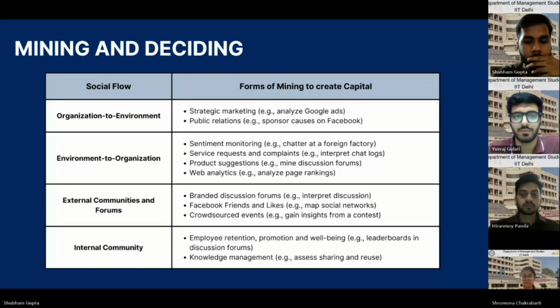This talks about the different discussion forums that are there on social media. We have communities that are set up wherein different companies or individuals from companies can come and have a discussion. And fourth is the internal community, which talks about the stakeholders that are within the organization and how they are able to interact with each other. Now moving forward.